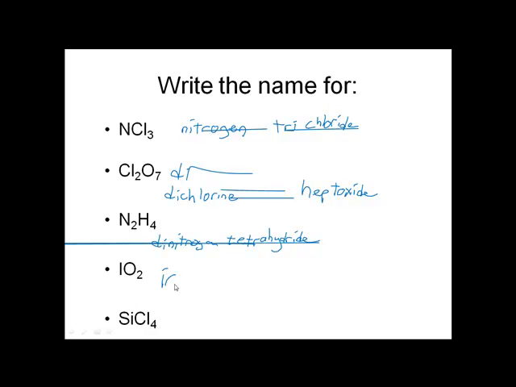IO2, iodine dioxide. And the last one, SiCl4, silicon tetrachloride.